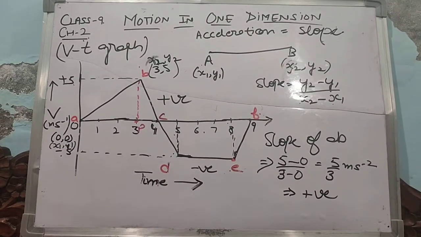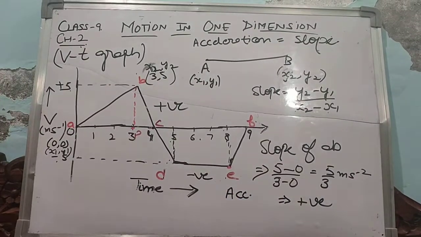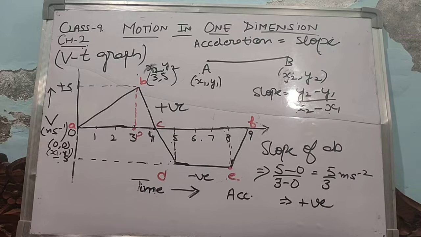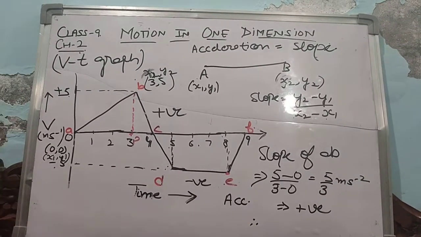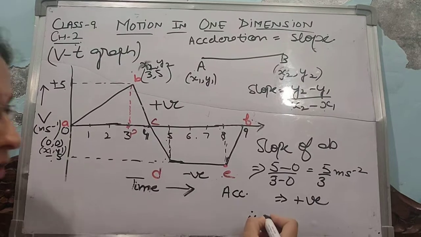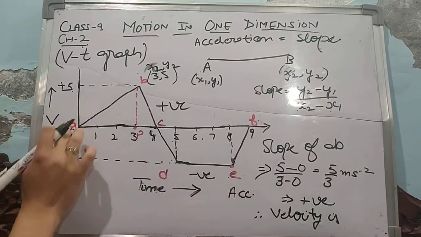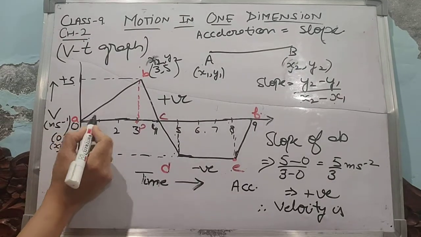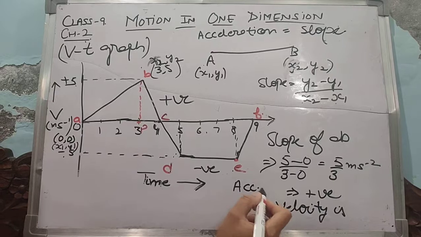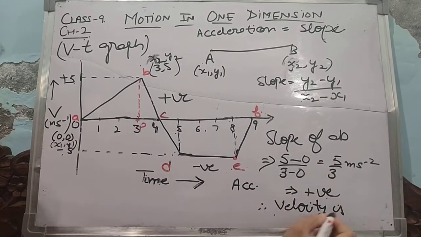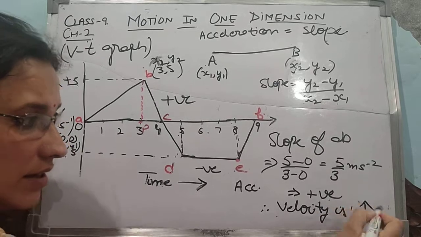Dear students, as you have seen here, acceleration is coming out to be positive. What do we mean by positive acceleration? We are calculating acceleration from this VT graph, so it means that velocity is increasing in part AB. As you can see in the graph also, velocity is increasing, right? So if acceleration is coming out to be positive, it means your velocity is increasing.